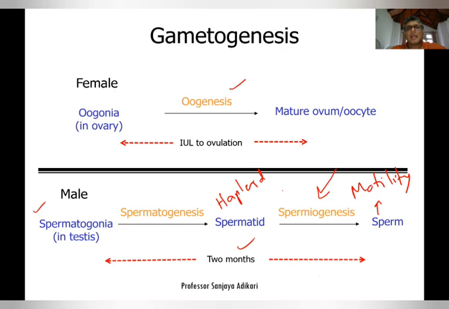So sperms, unlike ova, are freshly produced. So even if you take a male at 60 years, the sperms are not 60 years old. They are freshly produced. So that's an important point to remember here.